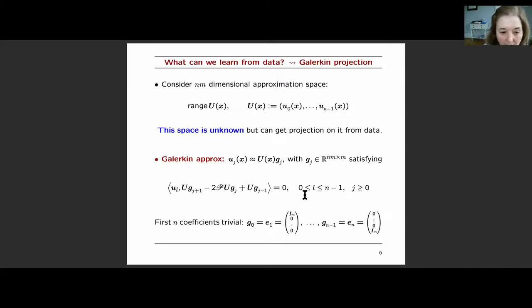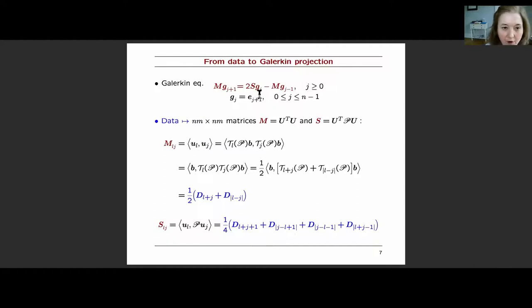Okay, so now I'm going to take this Galerkin equation and write it for all l, and I obtain in matrix form this equation. So this is exactly the same equation that I had, now written in Galerkin matrix form. Here the matrix M is what one calls, in Galerkin language, the mass matrix, and it's the matrix given by the product of the snapshots u_l and u_j.